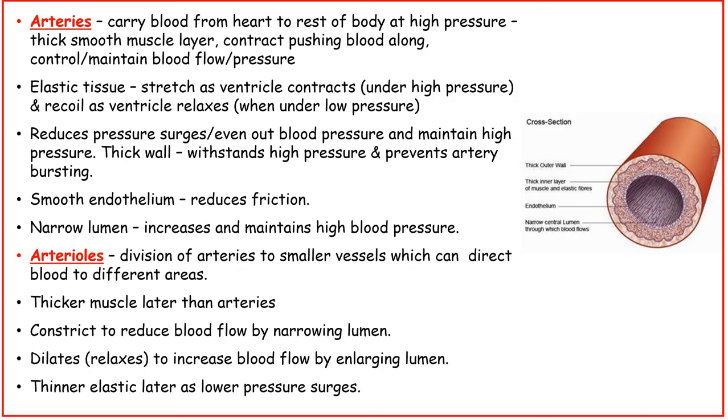Arterioles are divisions of the arteries to smaller vessels which can direct blood to different areas. Thicker muscle, larger than arteries, constrict to reduce blood flow by narrowing the lumen, dilates or relaxes to increase blood flow by enlarging the lumen, thinner elastic layer as lower pressure surges.